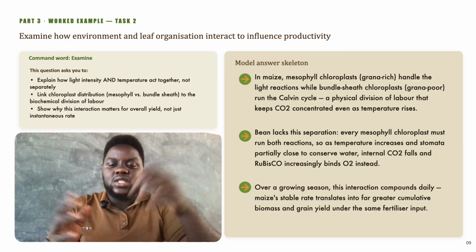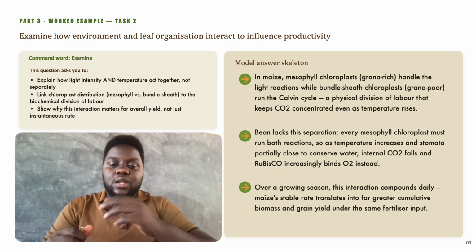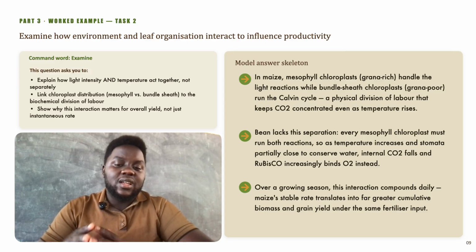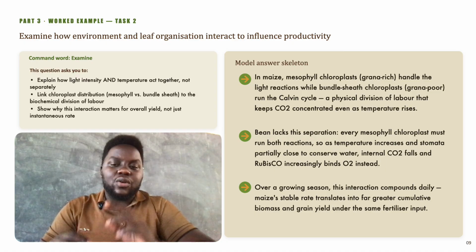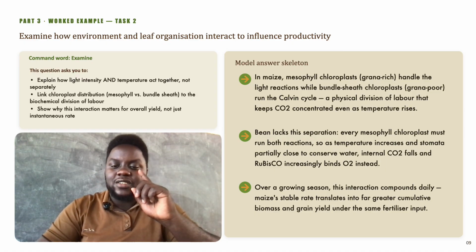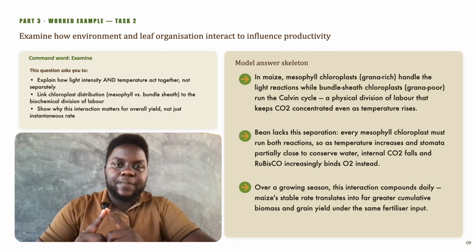A weak answer would simply tell us what it said in the first question, talking about the plant anatomy, the bundle sheath cells, and the mesophyll cells. That's it. This answer instead is going to tell us the functional reason of the two chloroplast division, what each one specifically does, and why splitting labor under heat stress matters.